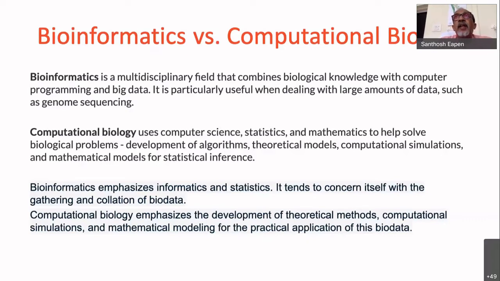So development of algorithms will be there, theoretical models will be there, computational simulations will be there, mathematical models will be there for arriving at meaningful inference. That is the difference between bioinformatics and computational biology. Both are working in tandem, where bioinformatics emphasizes informatics and statistics. It is concerned with the gathering, collection, and organization of data. On the other hand, computational biology is trying to develop theoretical models, computer simulations, and mathematical modeling for practical application to the biological data, which is available in plenty. So this is what we are trying to say.